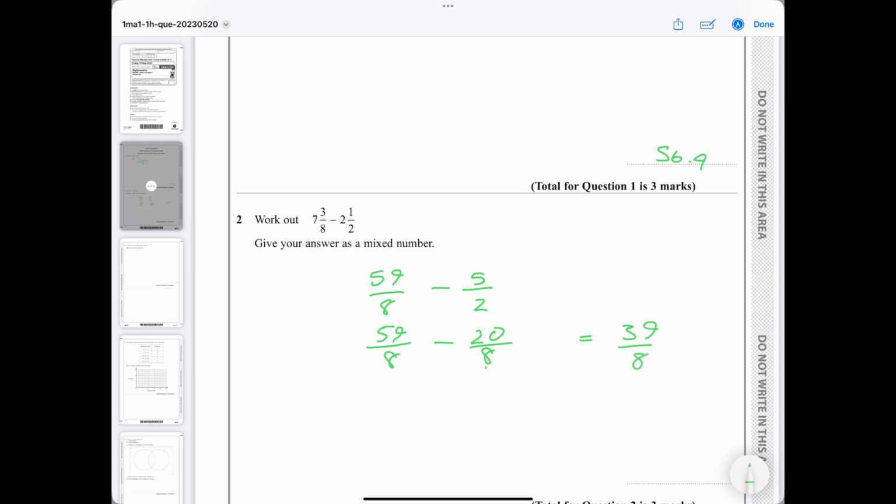But they want it in a mixed number, which is slightly ridiculous. So divide 8 in, and you get 4, and you get 7/8 left. So that's 4 and 7/8.